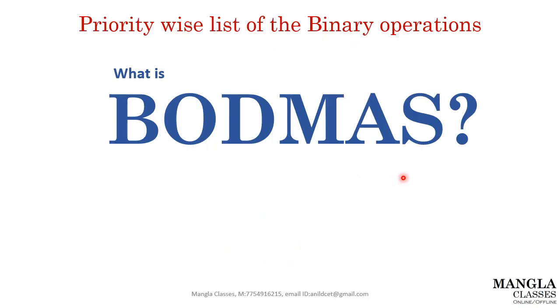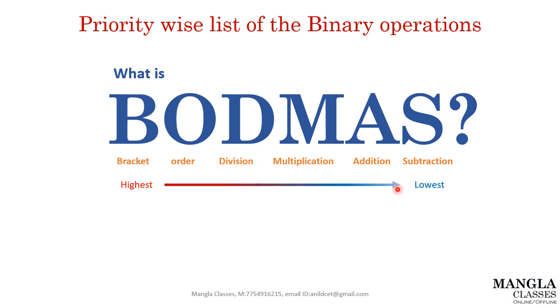What is BODMAS? I already told you in the last video that BODMAS is a prioritized list of binary operations, that is division, multiplication, addition and subtraction. But we didn't talk about the bracket and order, which we will talk about now in this video. The bracketed terms are given the highest priority while you are solving the expressions. After bracketed terms, simplify the order terms, then follow the division, multiplication, addition and subtraction operations priority wise. Okay.